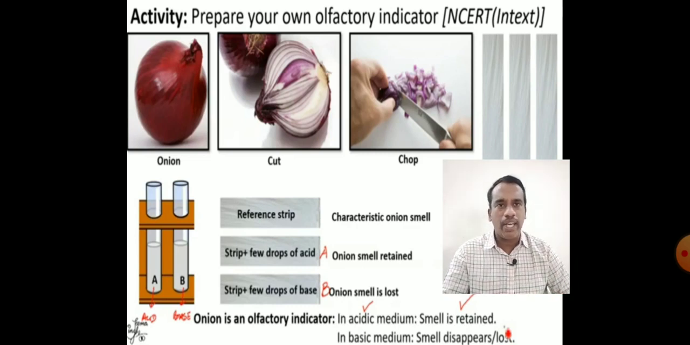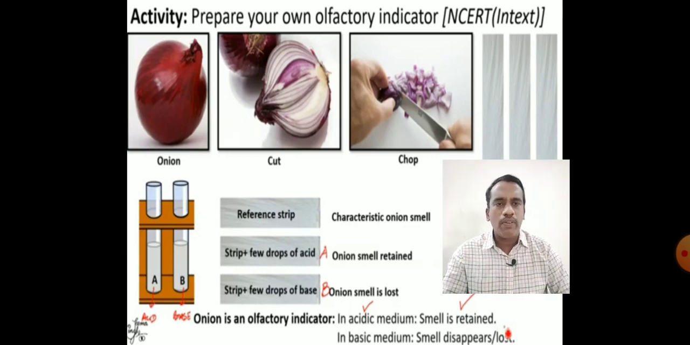Acids will retain the smell of the onion, but in the basic medium, the smell is not observed or disappears. So if you want to observe whether it is a basic compound, you can conclude it if you didn't get any smell of the onion after placing the drops of base on the cloth strip. These are the two main observations.